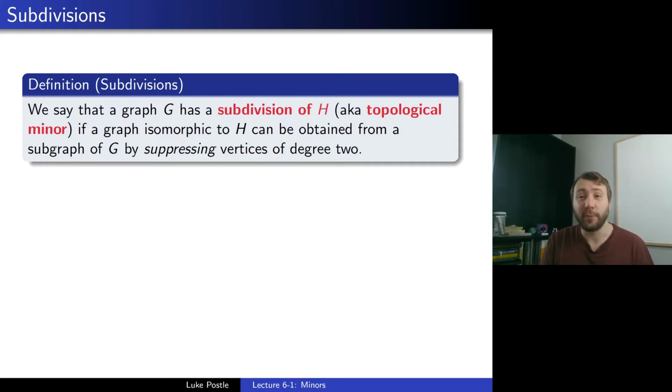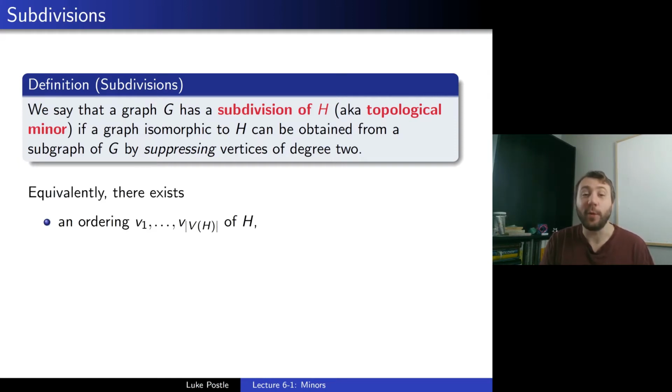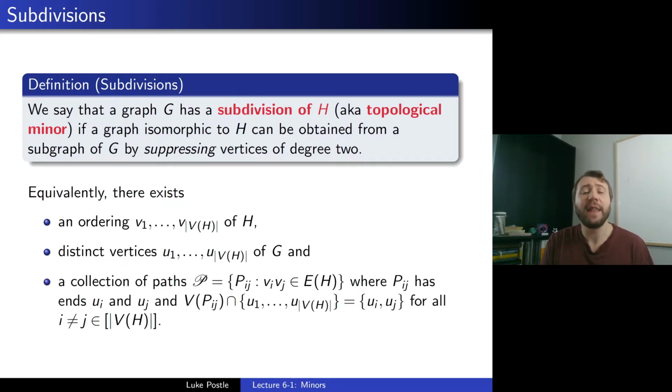What is the more constructional definition? Well, equivalently, there exists an ordering V1 up to V|H| of the vertices of H, and distinct vertices U1 up to U|H| of G. So you map the vertices of H into distinct vertices of G, and then you find a collection of paths Pij, where ViVj is in E(H), and where the ends are Ui and Uj, and these paths are internally disjoint. So you can actually find it topologically as an embedding.